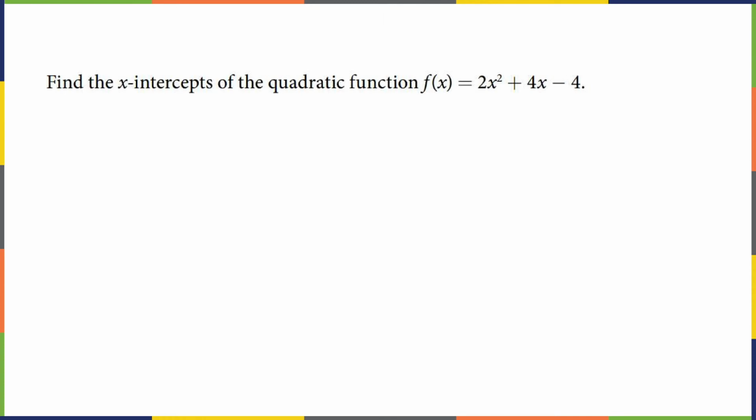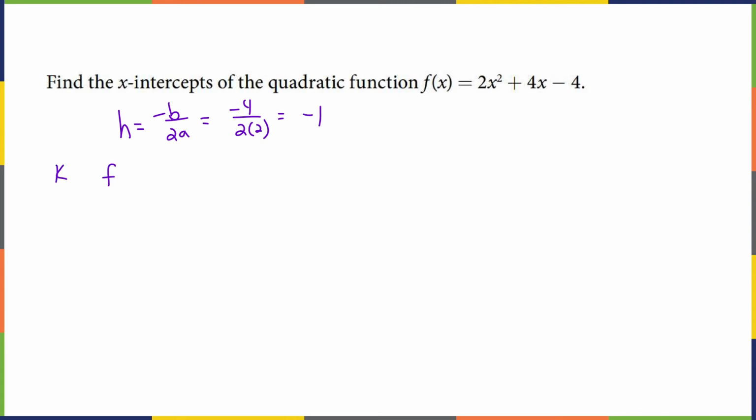Let's say we need to find the x-intercepts of this quadratic function. So what I'm going to do is first do h equals negative b over 2a. In this case, that's negative 4 over 2 times 2. Since 2 times 2 is 4, I have negative 4 divided by 4, which is negative 1.